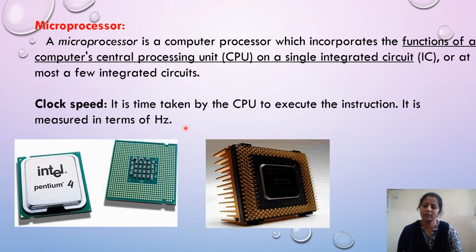How can we measure your computer speed? We can measure it by how many instructions it performs per minute or per second. That speed is measured in terms of clock speed. That means it is the time taken by the CPU to execute the instruction. It is measured in terms of hertz. Hz means hertz. Okay.